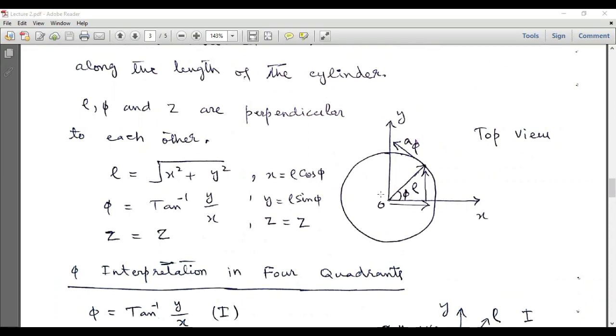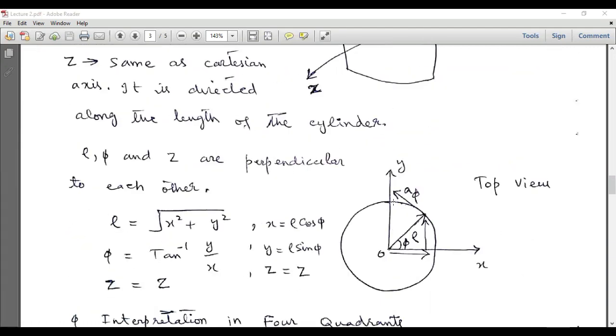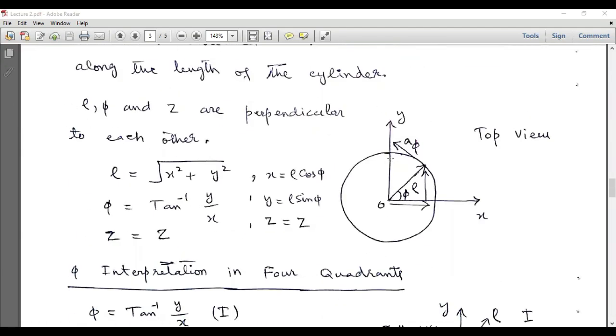They are the same. If we see the top view of this figure, from the top we will just see a circle, and we will see the x-axis and y-axis. This is the x-axis, this is the y-axis. This is our rho vector, as I have told you, and the angle of this rho vector with the x-axis is phi, and the direction of phi is tangent to the point. This is the direction of the phi component, and this is the rho vector.